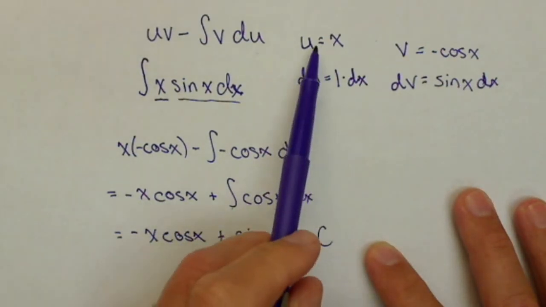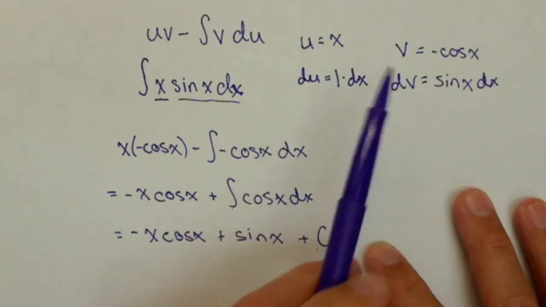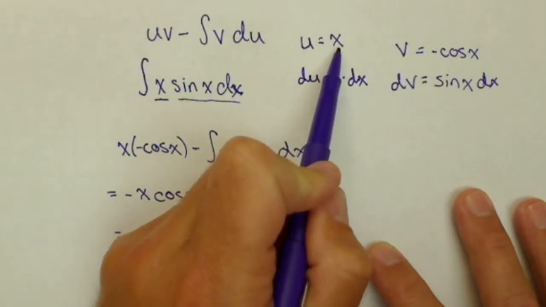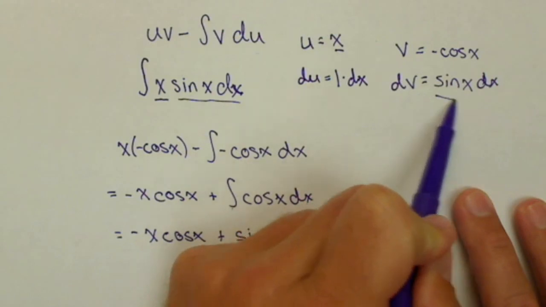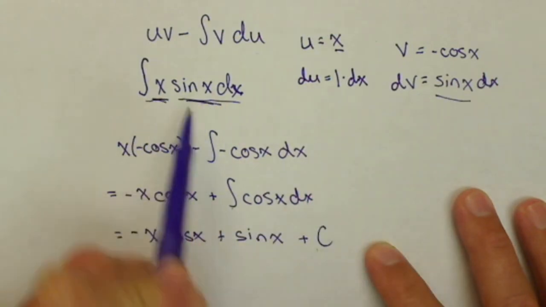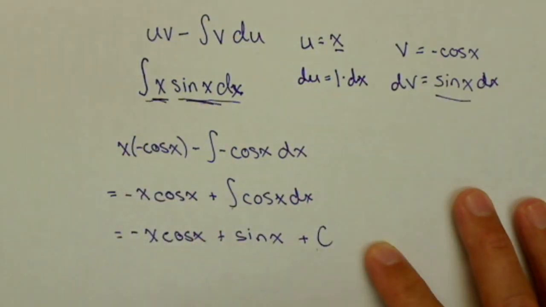Again, the most important part is choosing the u and dv, and as I mentioned before, notice the u and dv, they have to take up the entire integrand, so it's a little different than u substitution.